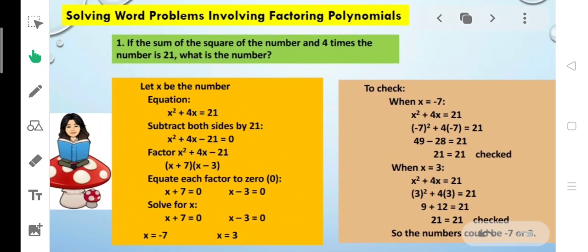Okay? So x plus 7 is equal to 0. Subtracting 7 from both sides, we have x is equal to negative 7. And then for this one, x minus 3 is equal to 0. Adding 3 to both sides, we have x is equal to 3. Now to check which value of x is acceptable, let's have the checking.